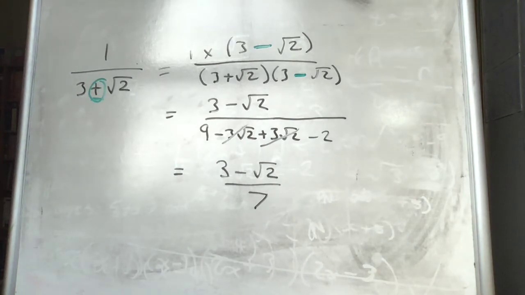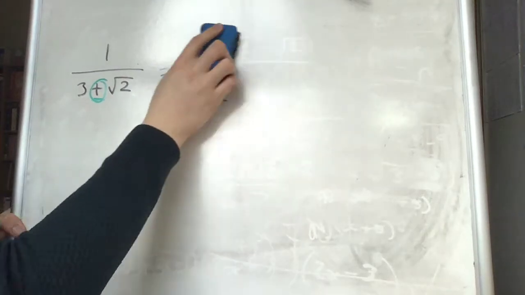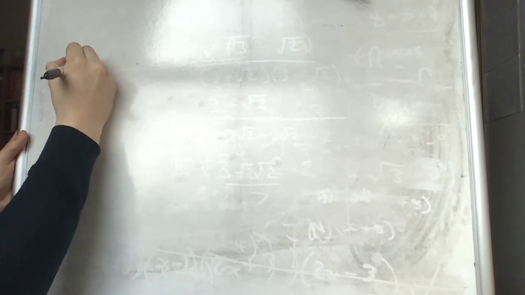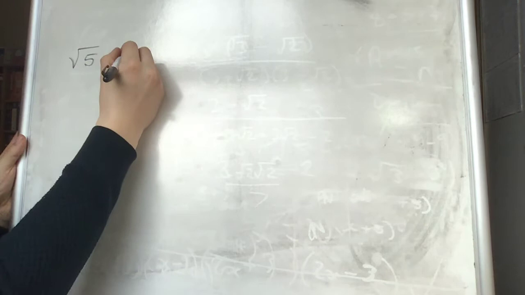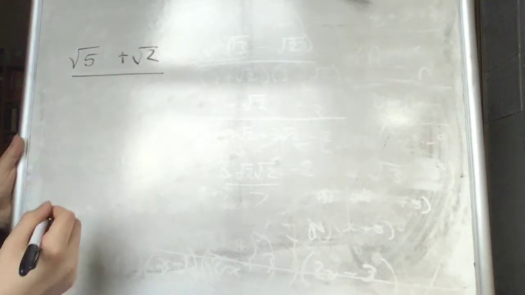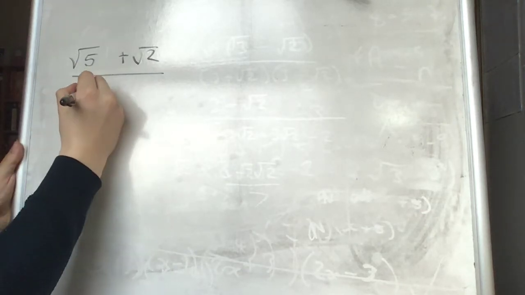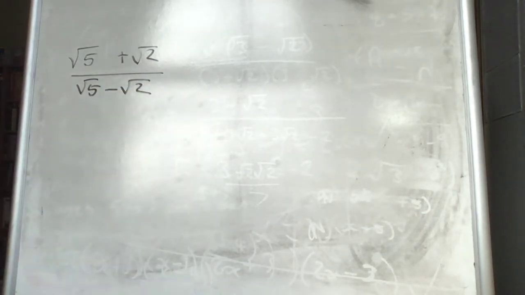And as we'll see, the same principle applies when we have a surd in both the numerator and the denominator. So let's have a look what I mean by that. If I have the square root of 5 plus the square root of 2, all over the square root of 5 minus the square root of 2, what do you think we're going to do here?